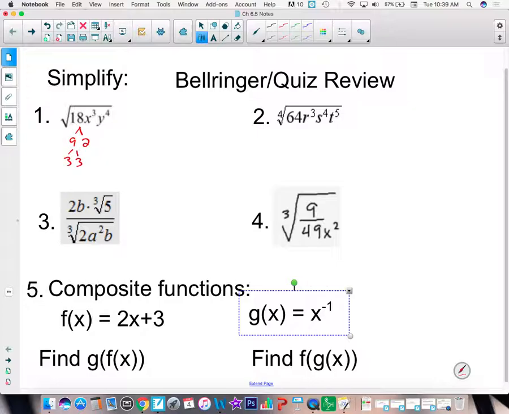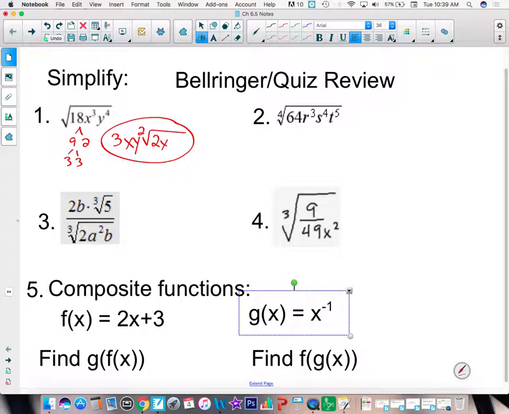9 breaks down to 3 and a 3. So you're looking for a group of 2, right? So the only group of 2 that we have is those 3s there. So that means we get a 3 out front, and then we get an X out front. So I got the 2 still underneath there, an X still underneath there, and I get 2 Y's out front. That's all you have to do to simplify that one. Not too bad for those.